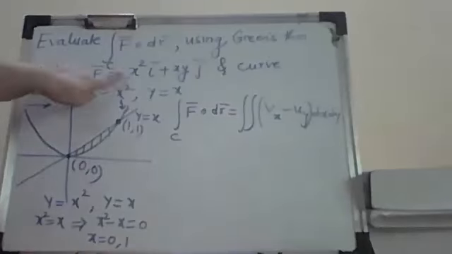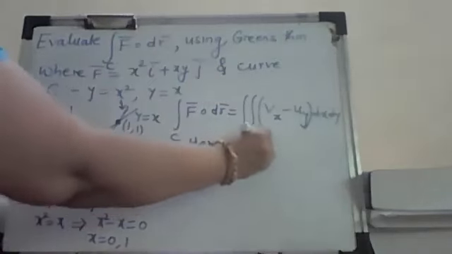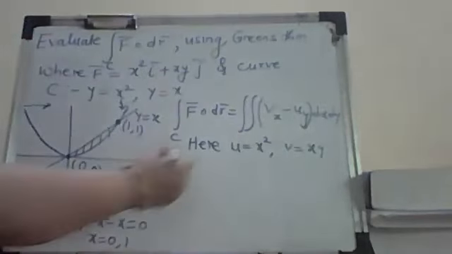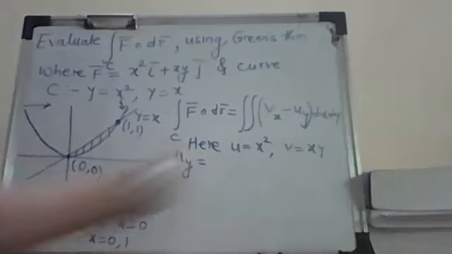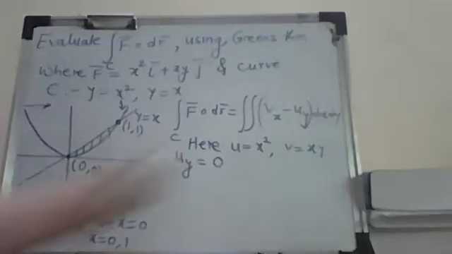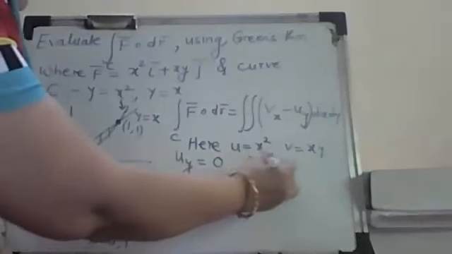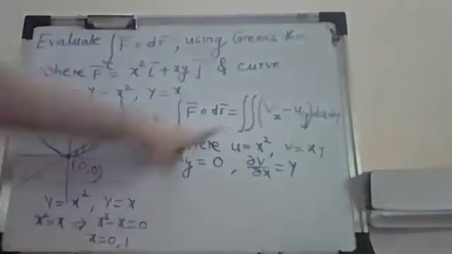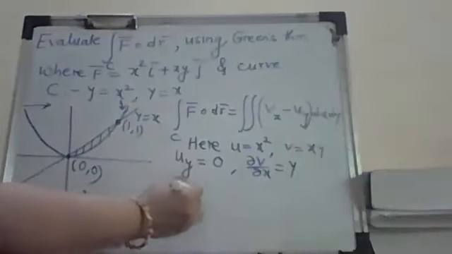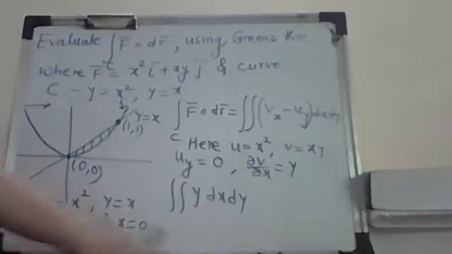Now what I have to do is locate what is u. So here u is what? u is x square. And what is v? v is xy. Now you differentiate u partially with respect to y, that is u suffix y. So what is the derivative of this with respect to y? It is 0. Now you take derivative of v with respect to x, that is what? y. So what is my double integration now? The double integration is going to be y dx dy, correct? I have to evaluate this integration now.